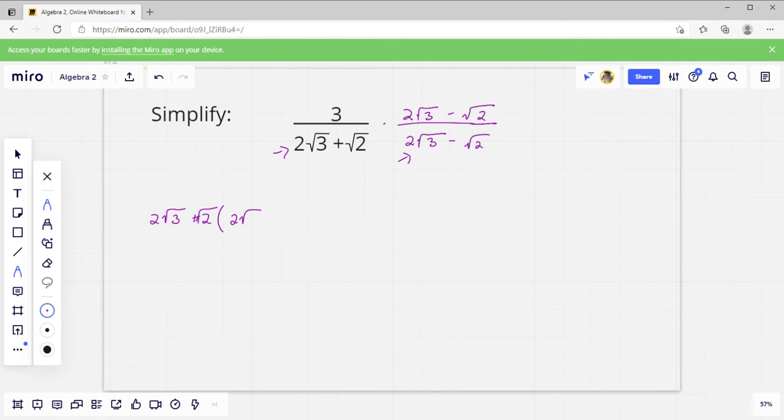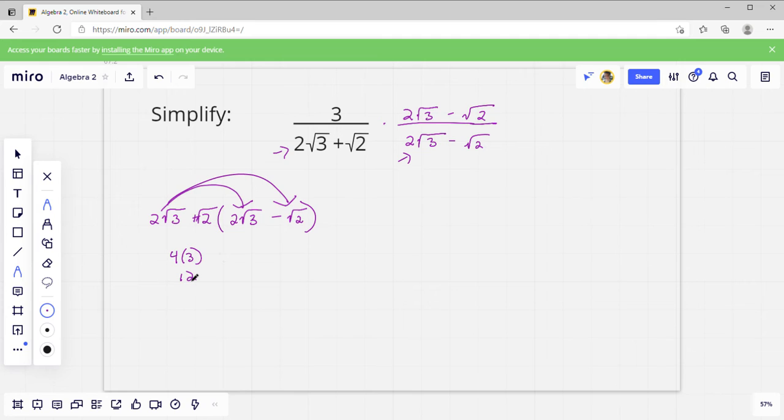2 times the square root of 3 minus the square root of 2. Okay, so we're going to rainbow this. We're going to multiply that times that. 2 times 2 is 4. The square root of 3 times the square root of 3 is just going to be 3. 3 times 4 will be 12. Okay, that's that first one.